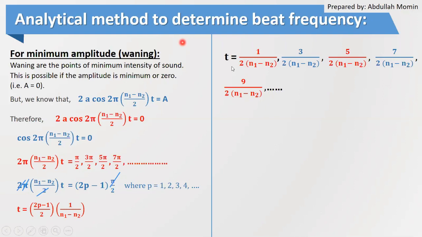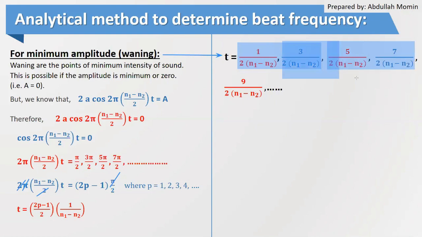Now at this time instant, we will get waning. This is the time at which we are getting minimum amplitude, minimum intensity of sound. So if we are getting minimum intensity of sound at this time instant, we are going to calculate the time interval between two successive wanings. That means the time difference between first and second, third and fourth, second and third.